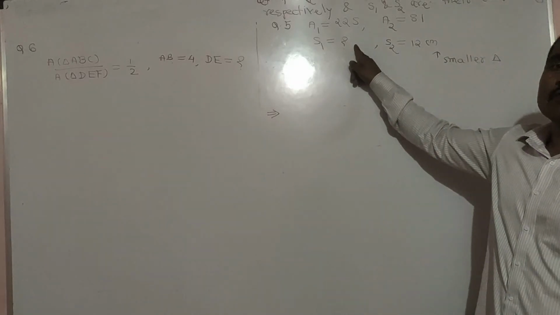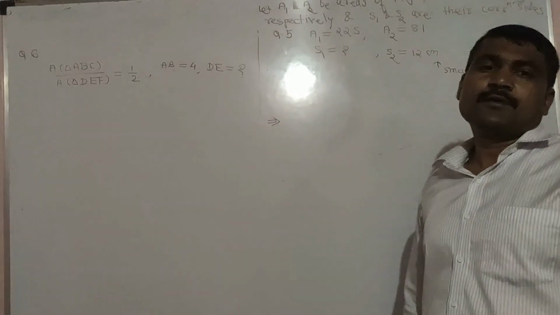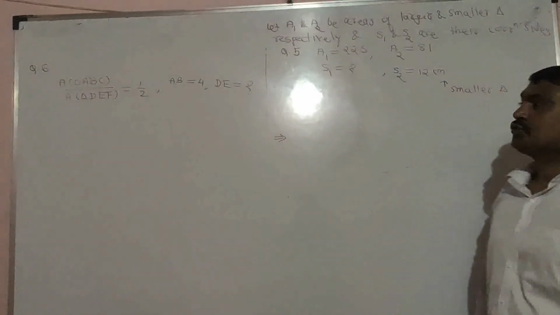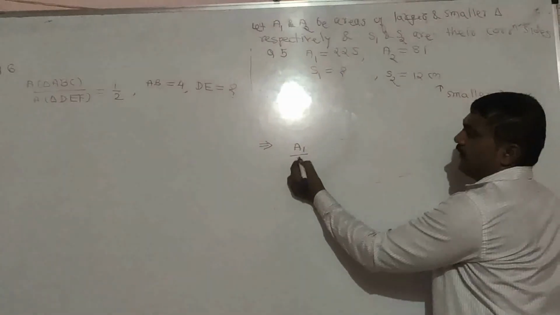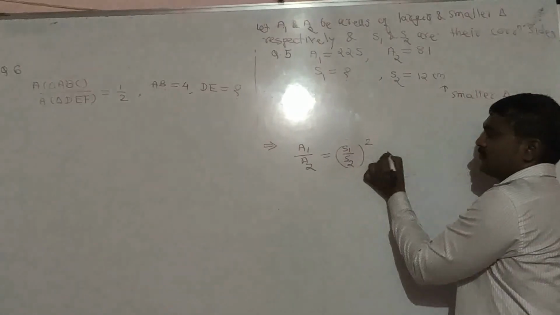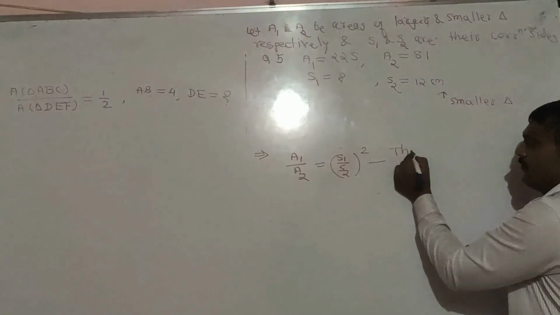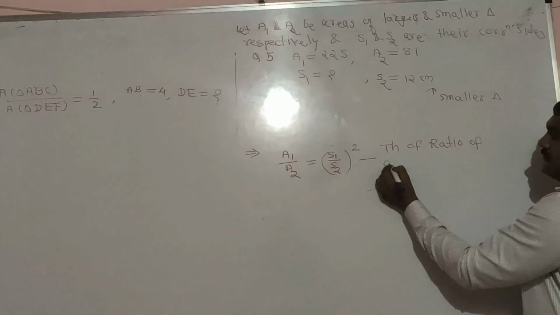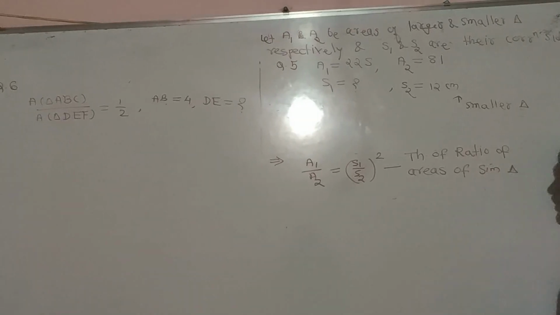We need to explain symbols. Okay, we have used these symbols now. That means in the given problem we need to explain those symbols. What are these symbols used for? Okay, so now which formula can we write? We have the formula A1 upon A2 equal to S1 upon S2 whole square. The reason is theorem of ratio of areas of similar triangles. This is our theorem.